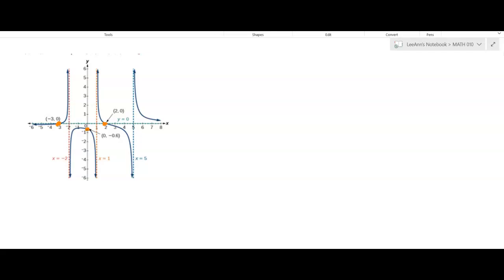Notice how these pictures look. They're very different. You've got stuff approaching the vertical asymptote here and here. And then you've got it going this way, and stuff approaching the horizontal asymptote, and things like that. So we're going to talk more about this. We're getting really close to being able to sketch a graph of one of these.